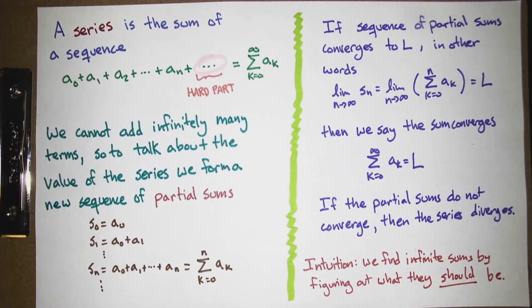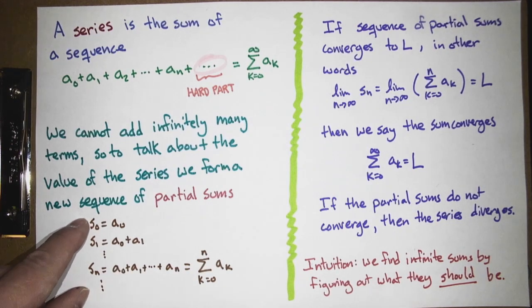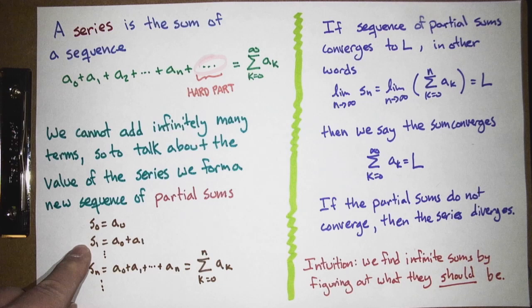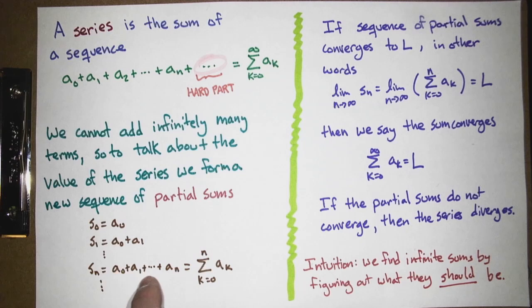Now, the way we answer that is we say, well, let's start looking at the beginning. So we'll start adding up the first few terms. So just the first term, A0, the first two terms, A0 plus A1, and the first, in general, n terms, A0 plus A1 plus ... plus AN. Now, those kinds of sums we can definitely do. They're finite. We can add things up. Life is good. So we call these our partial sums.